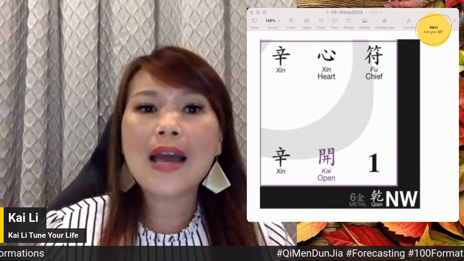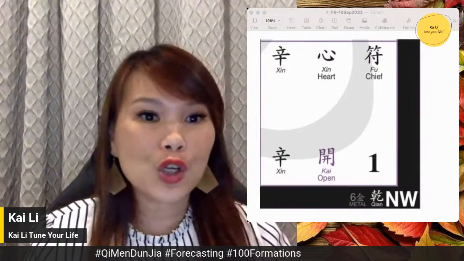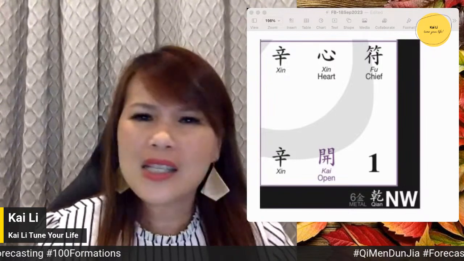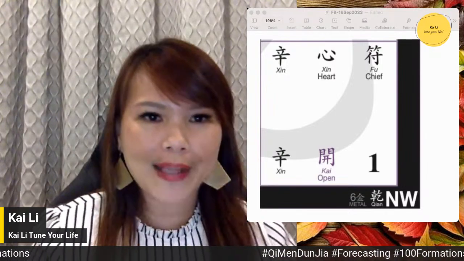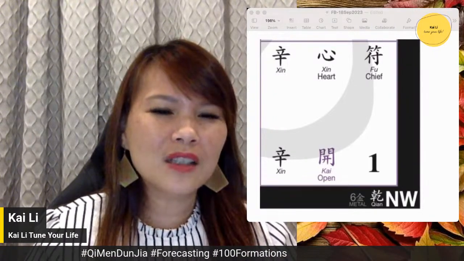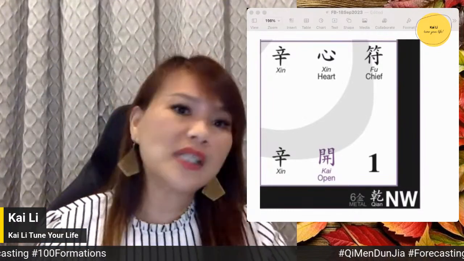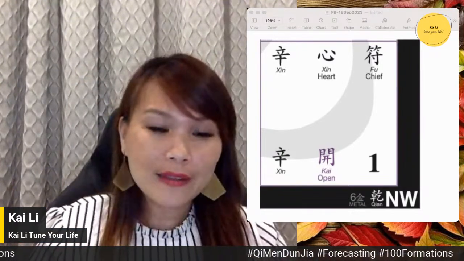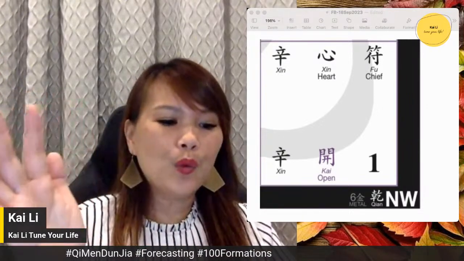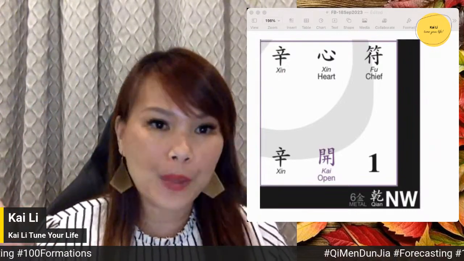In the QiMen forecast, whenever we are asking a health question, the Heavenly Heart denotes or refers to Western treatment. It refers to the doctor, right? Yes, you can see the doctor with the Chief, it seems that this doctor is very, very expensive. And the Open Door, I will not read the Open Door yet, because the formation is already telling you this doctor is not able to diagnose your sickness properly.